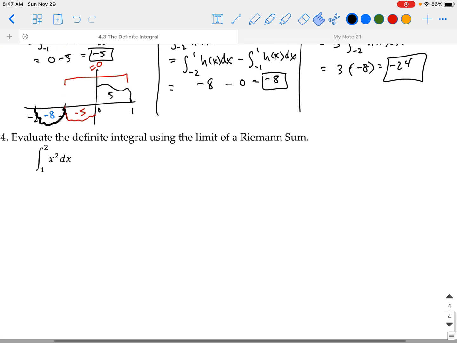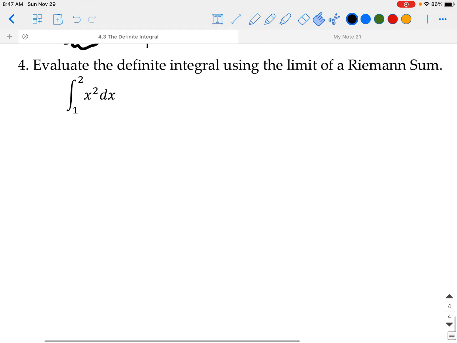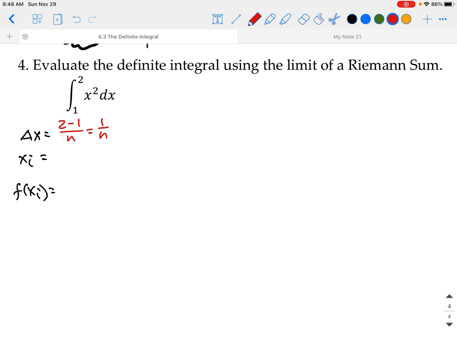So for our last example then, we're going to do another Riemann sum example with the limit of the Riemann sum. So what we'll notice here is what we need. We need delta x, and we need to know f of x sub i. So we want those two things. So delta x then is going to be 2 minus 1 over n, which is just 1 over n.